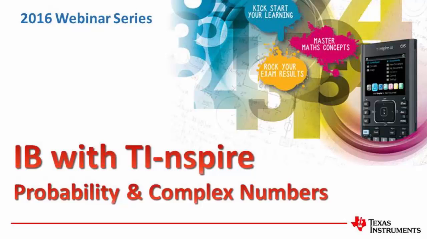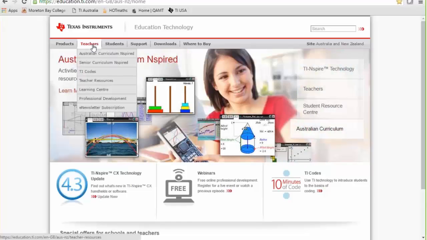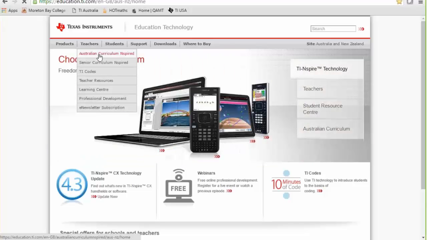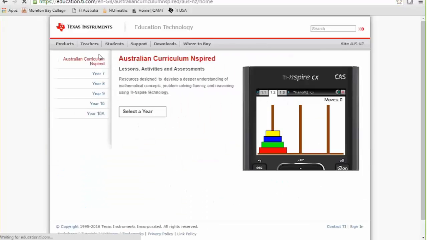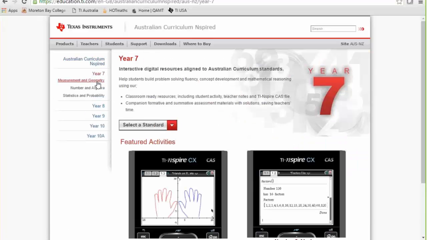So just summing up, if you head to the Texas Instruments Australia website, you'll see the webinars, we'll look at it shortly, but I want to show you today regarding the Teachers tab. Through there you'll see a number of menu items. You'll find activities and assessment items aligned to the Australian curriculum. If you click on the Australian curriculum inspired, you'll see the various year levels and the strands and many resources linked there. So you've got TNS files, PDF, Word documents, Navigator files.